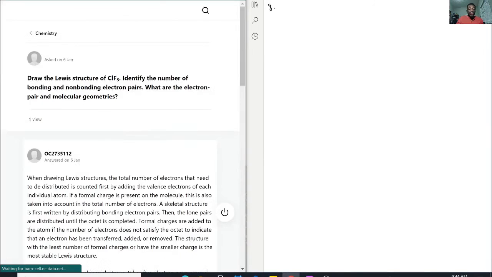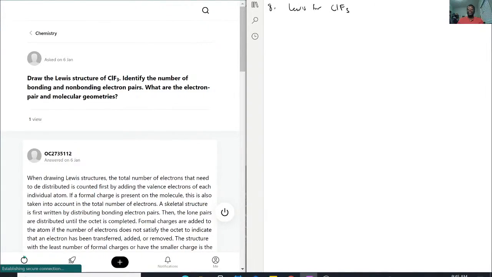We have drawn a Lewis structure of ClF3. So that's, I believe, chlorine trifluoride. And we want to identify the number of bonding and non-bonding electron pairs, and what the electron pair and molecular geometry of this molecule is. So, Lewis for ClF3.